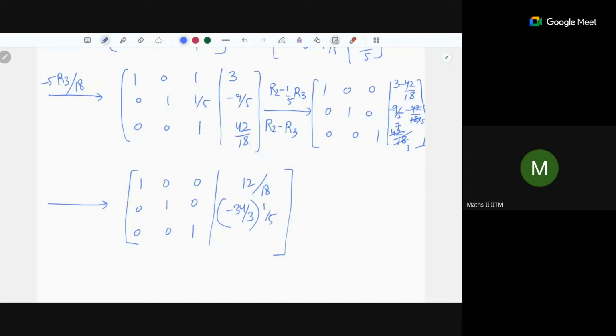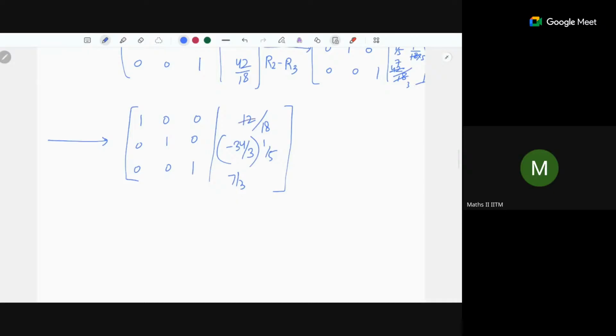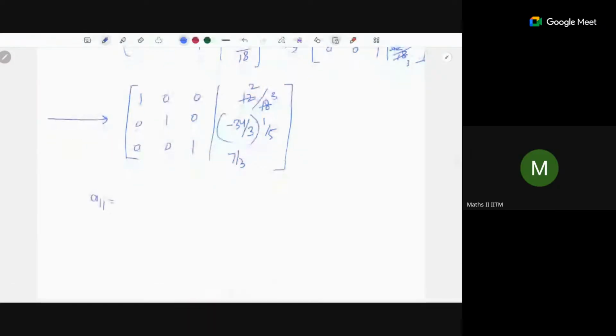Okay, and then this is 7 by 3. All right, so it is not matching with the calculation. So this is 3, this is 4 by 6, which can further be 2 by 3. All right, so what we get is A11 is 2 by 3, A21 is minus 34 by 15, A31 is 7 by 3.